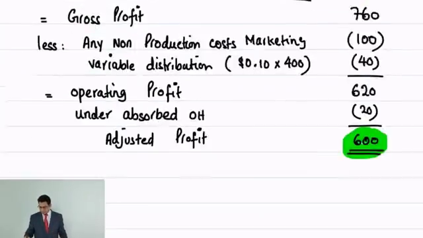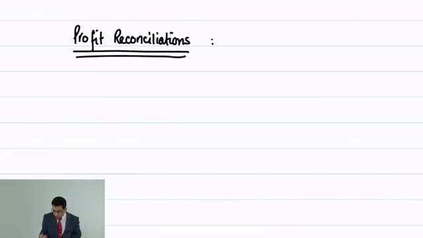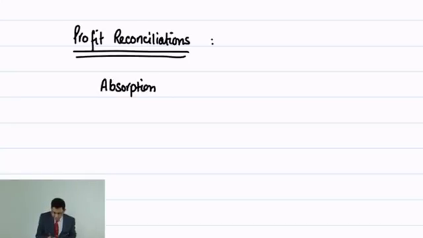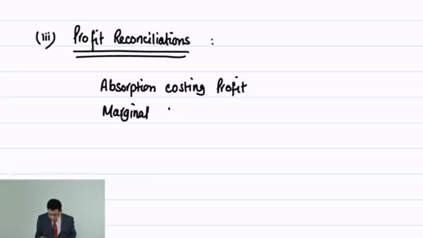Let's have a look at the profit reconciliations. Profit reconciliation, as I mentioned before, is the difference between the two profits. So here is absorption costing, it is part 3 of the question. Absorption costing profit, marginal costing profit, and difference in profit.